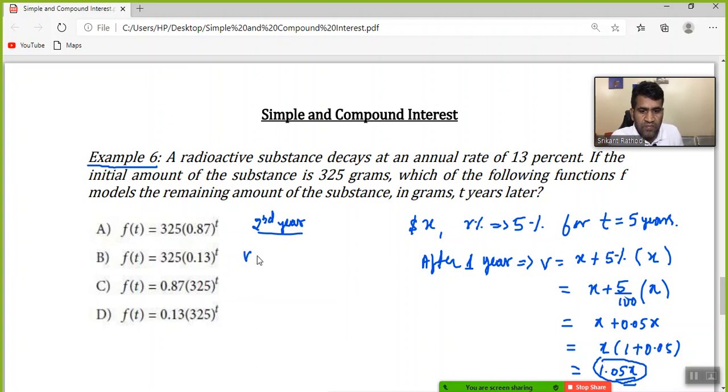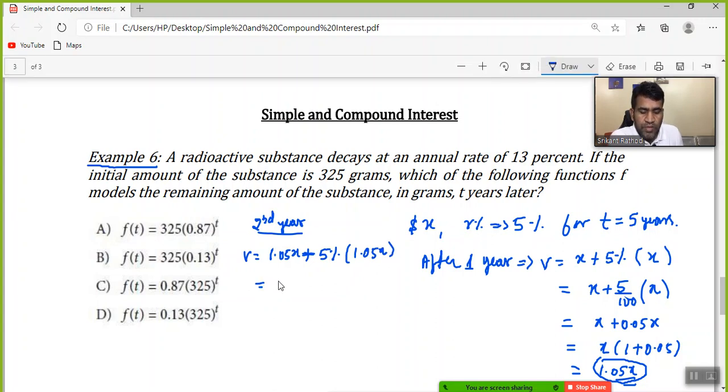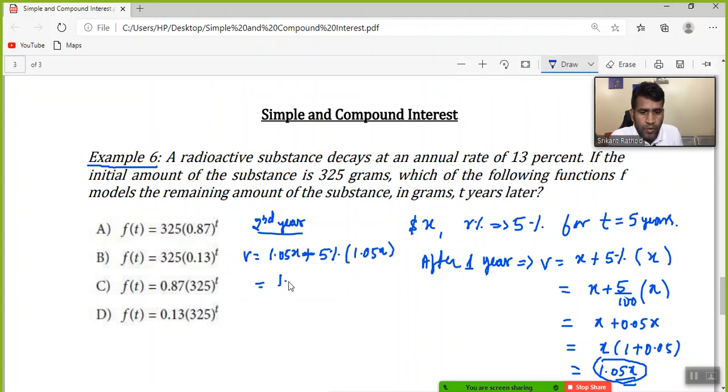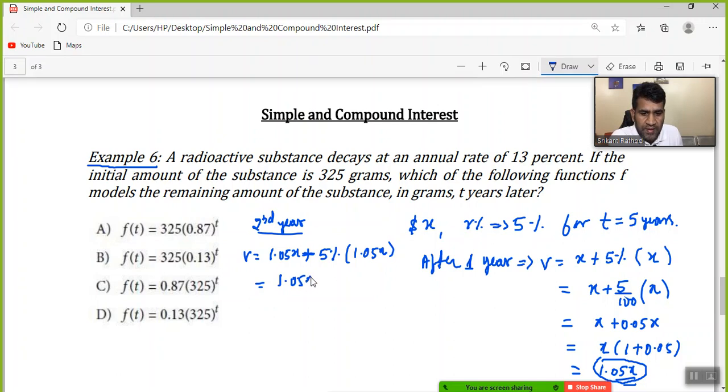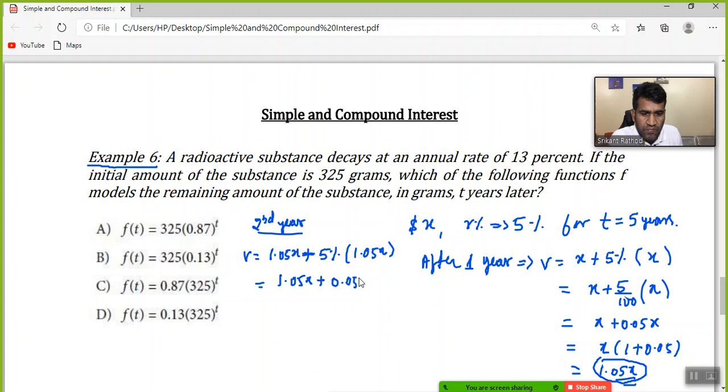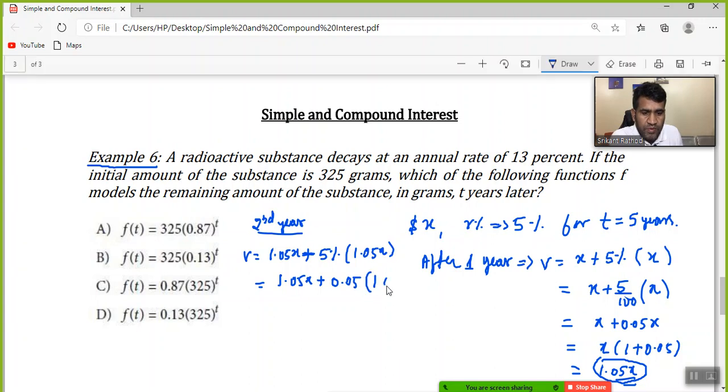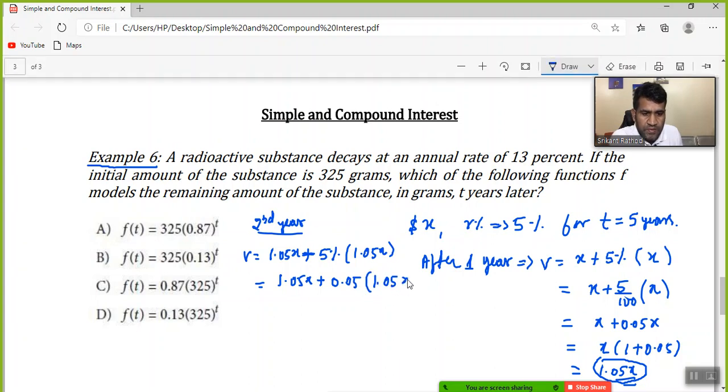So then the value after second year is going to be the principal amount we got here, 1.05x, plus 5% on the same amount, 1.05x, right? This is how we do. So 1.05x plus 5% can be written again as 0.05 times 1.05x.